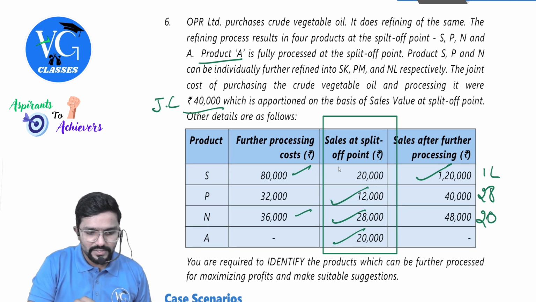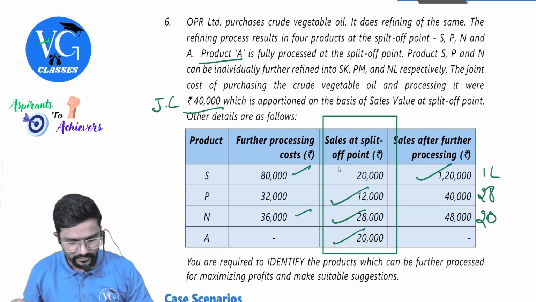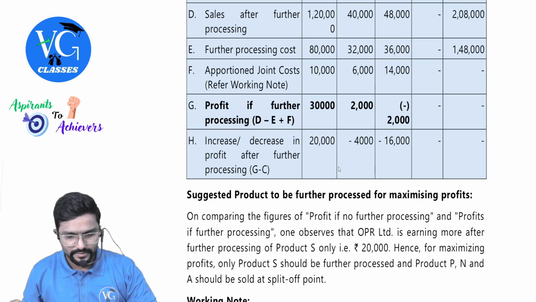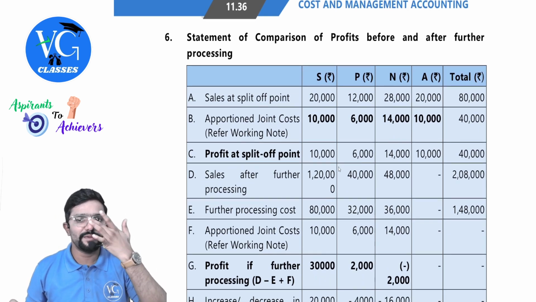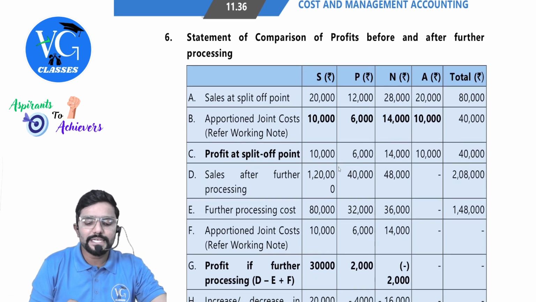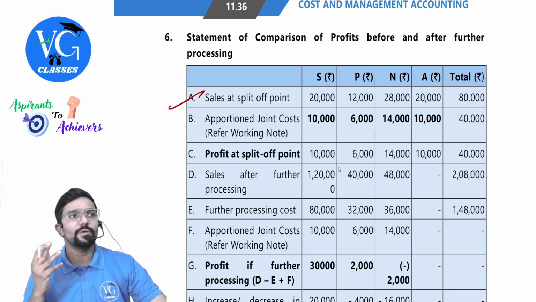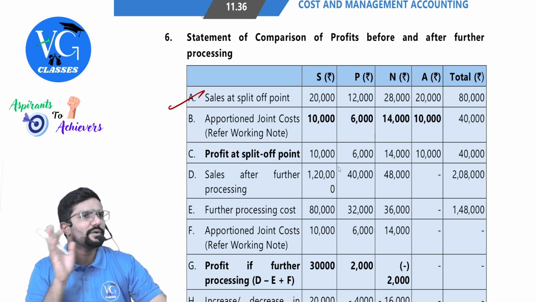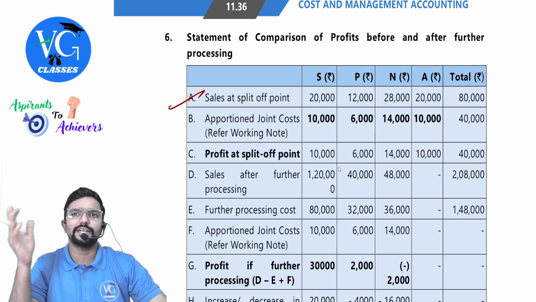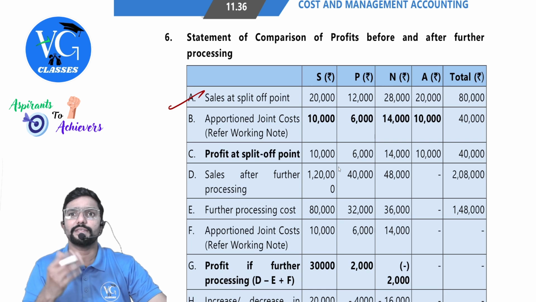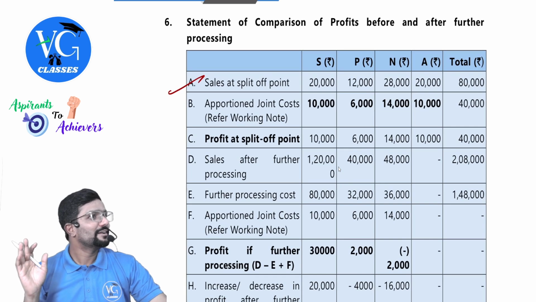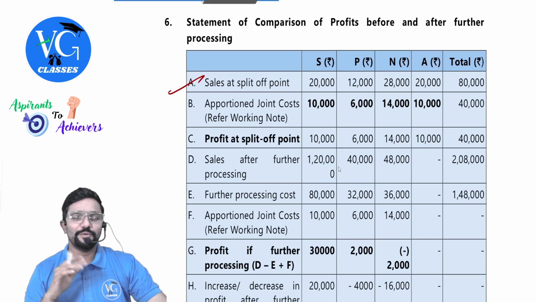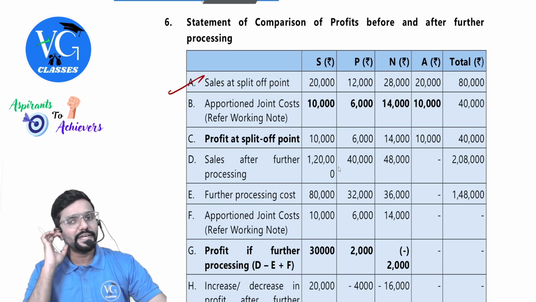Fine, guys. So let us see the working. Statement of comparison of profits before and after further processing. Sales at split off point. And guys, if it is descriptive, you have to present. You cannot simply give 2 lines telling, sell this at split off point, sell that after further processing. Hope you understood. Sales at split off point 20,000, 12,000, 28, 20.